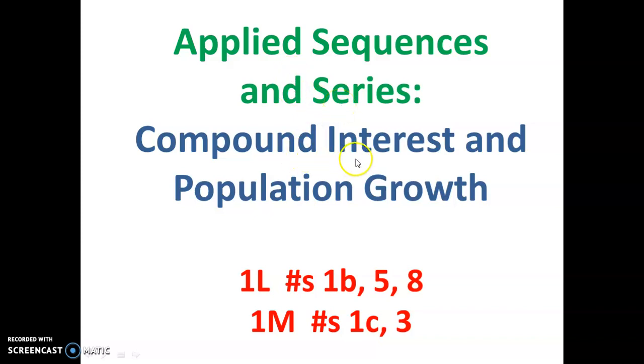We're going to look at some compound interest and population growth problems. These were the problems that were selected from the homework, which students said were difficult, particularly these two problems, but also these three were requested. Let's take a look.